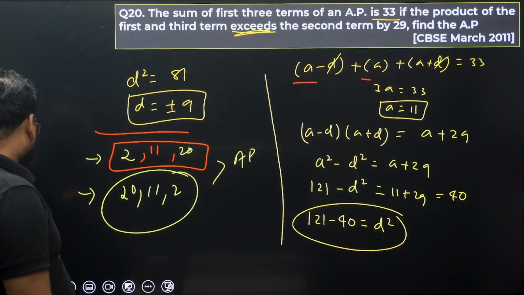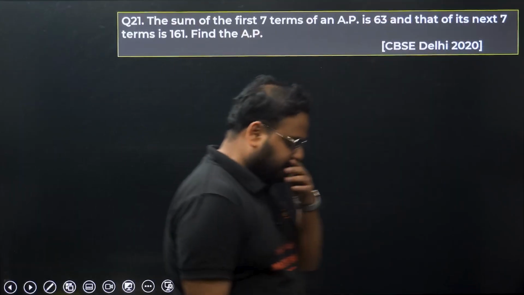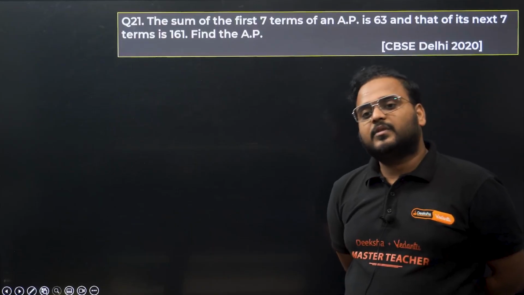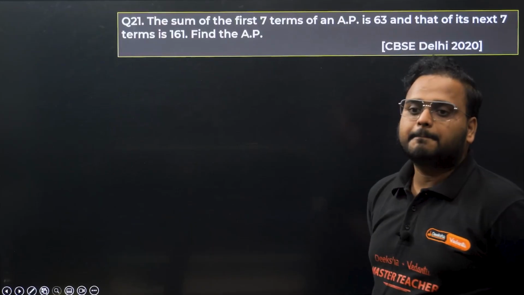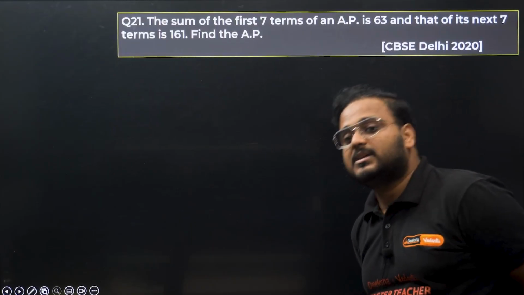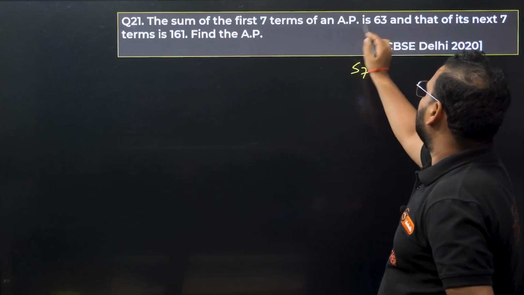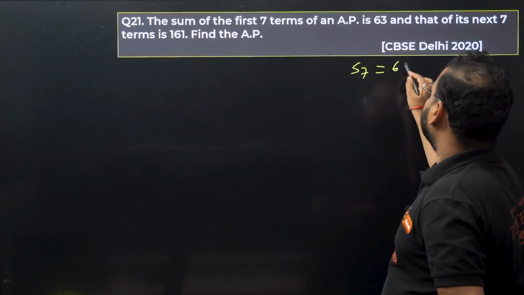Question number 21, let's solve now. Okay, sir. So the sum of the first 7 terms of an AP is 63, and that of the next 7 terms is 161. So they are saying S7 is 63.